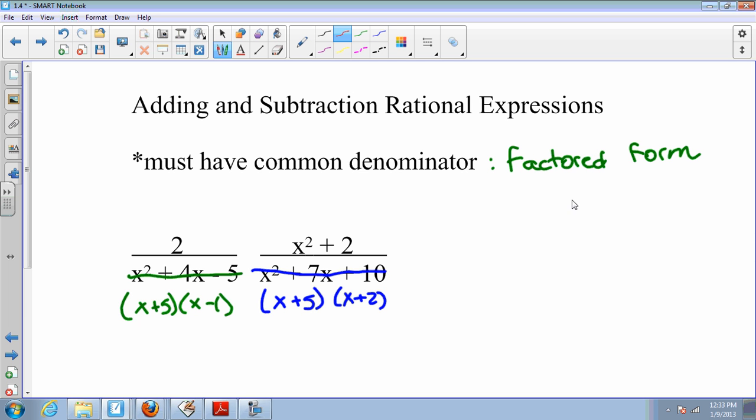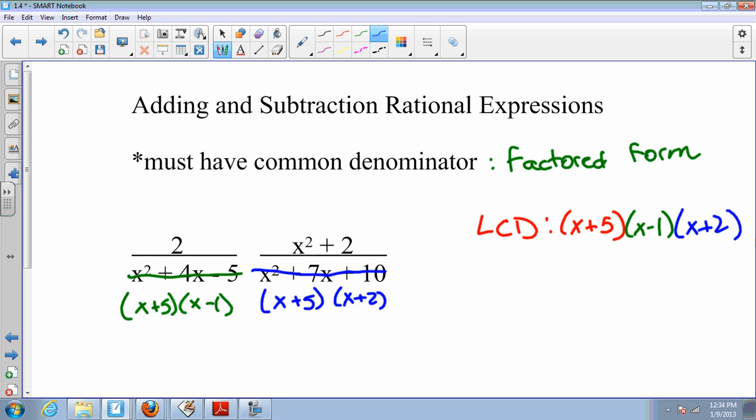And now, to get the common denominator, we need the LCD. We write first the factor that's in common, which they both have: x plus 5. And that's the only common factor, so now we write the uncommon factors, and they are multiplying. So x minus 1 times x plus 2.